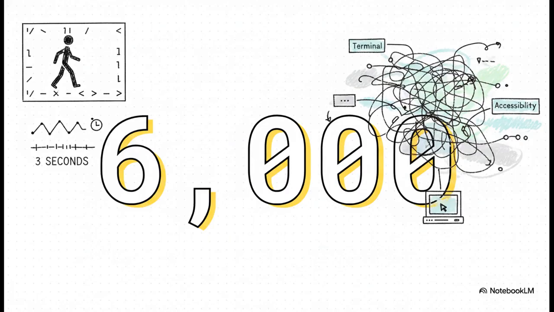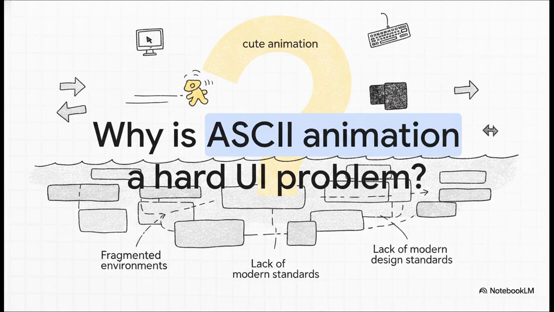Now, here's the absolute shocker. Managing those 20 seemingly simple frames took around 6,000 lines of TypeScript. Let that sink in for a second. 6,000 lines of code for 3 seconds of ASCII motion. And the wild part is, most of that code isn't even for the visuals themselves. It's dedicated to handling terminal inconsistencies, accessibility constraints, and creating maintainable rendering logic that absolutely won't break a developer's workflow. Which naturally leads us to this big question.